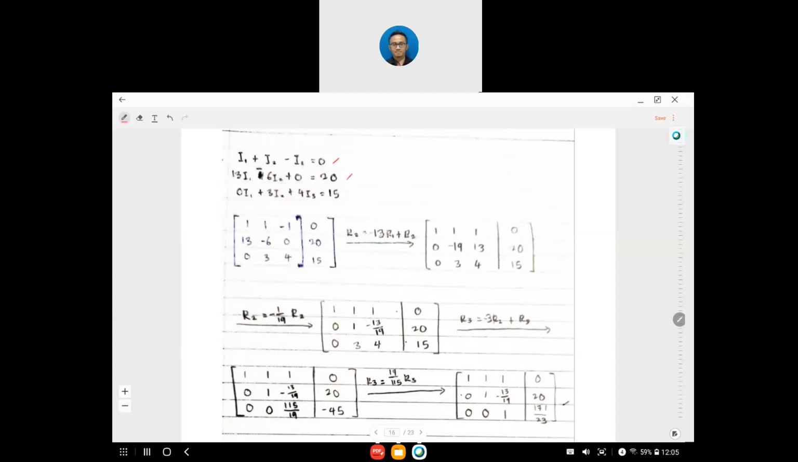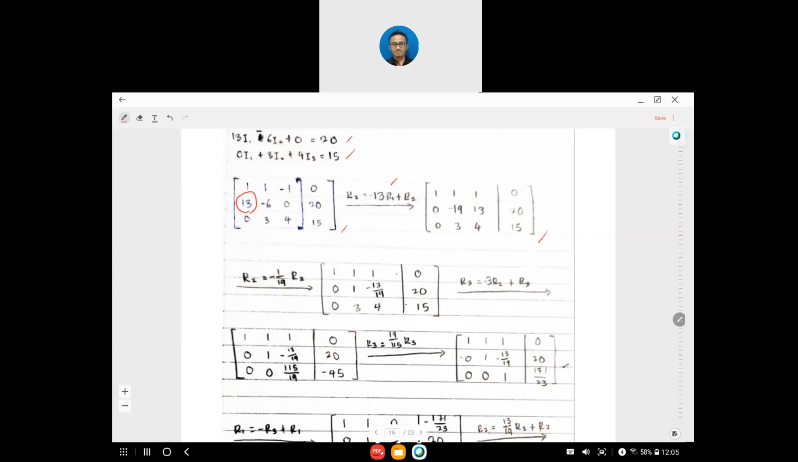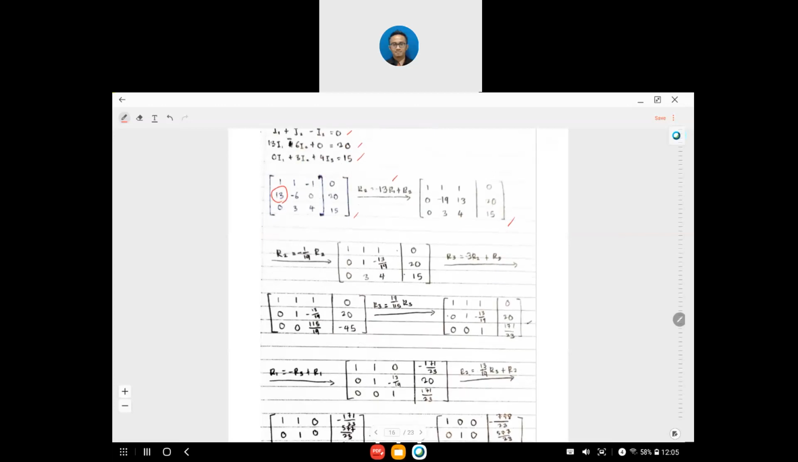3i2 plus 4i3 equal to 15. And then change in terms of augmented matrix. And then transform this 13 equal to 0 by using row 1. Okay. So you can get this matrix. And then the last one change.